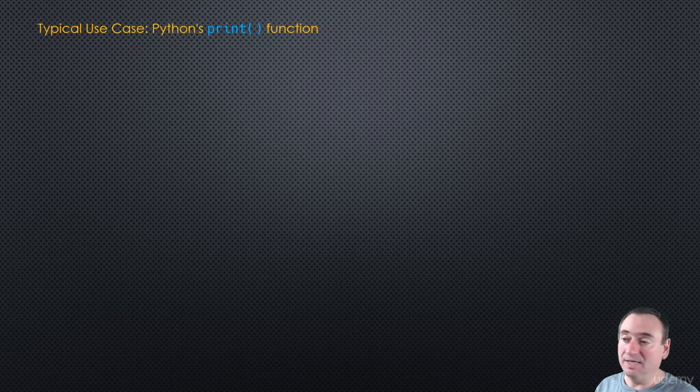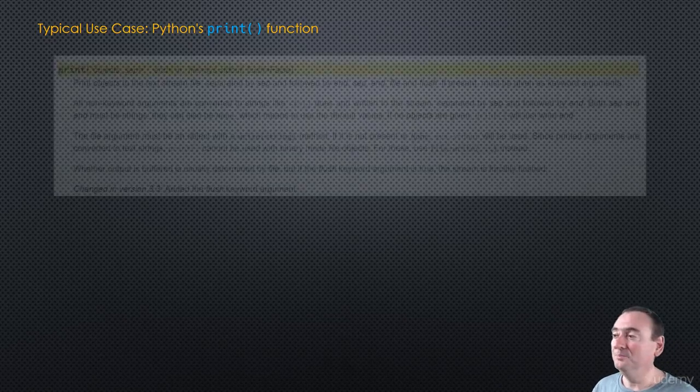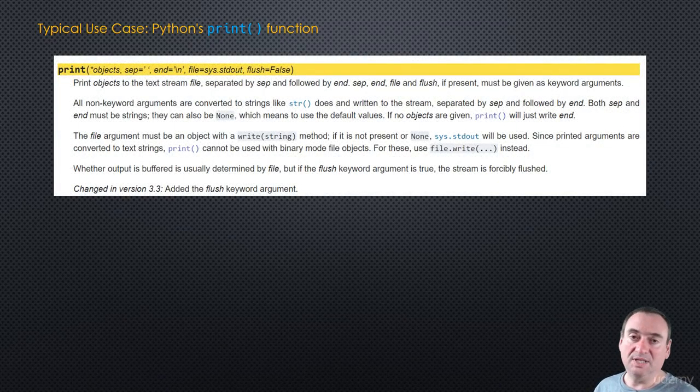What are some of the use cases? And of course, there are plenty. I'm just going to show you a couple. So the first one is, let's look at the print function that's actually built into Python. If we look at the documentation for the print function, we see that it starts with star objects.